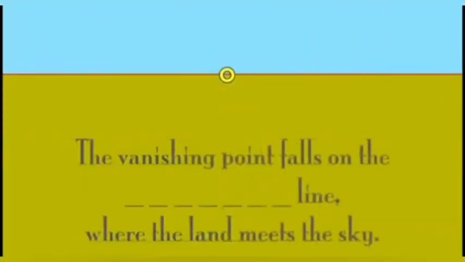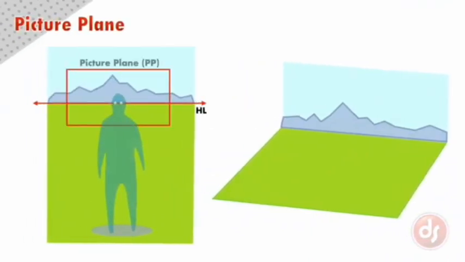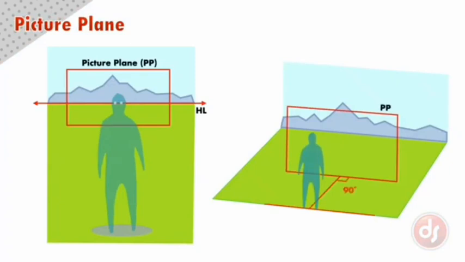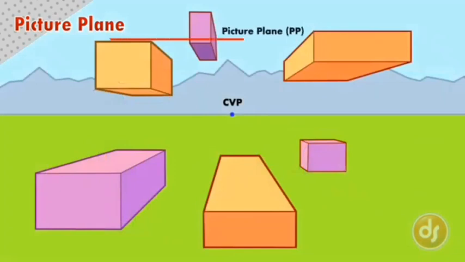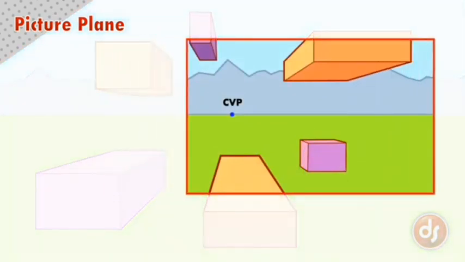The vanishing point always falls on the line where the land meets the sky, which is called the horizon line. The picture plane is a window that contains the image the viewer is seeing. It floats in the front of the viewer. The picture plane can be centered at the middle of the vision point or offset. It can also be big or small.